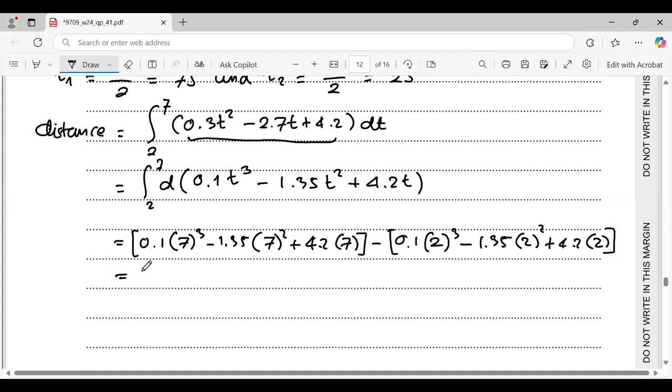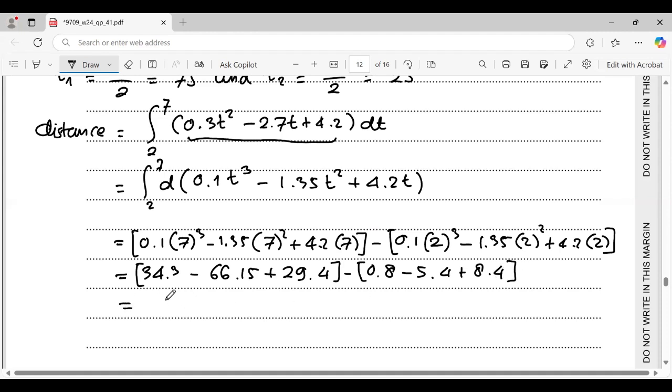And if you calculate, it becomes 34.3 minus 66.15 plus 29.4 minus 0.8 minus 5.4 plus 8.4. And the result is minus 6.25. But distance is never negative. So we can state that distance equals 6.25 meters.